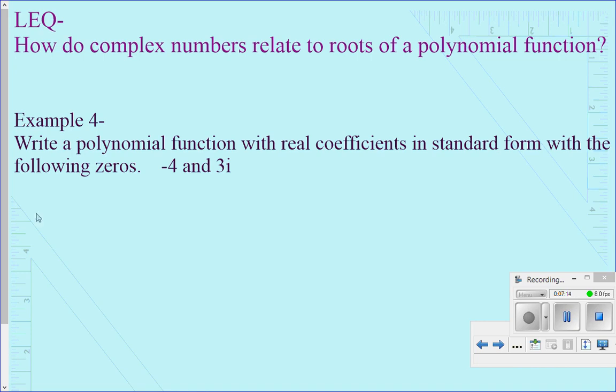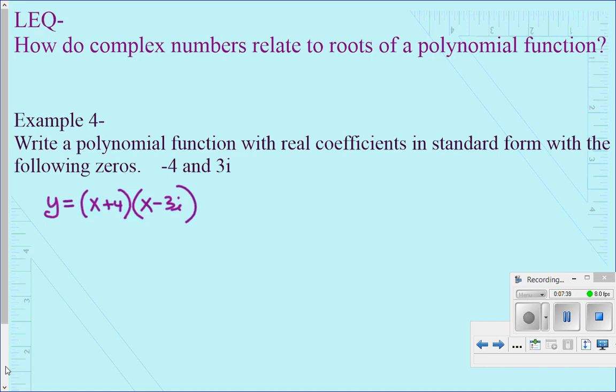So I'm going to start with y equals, so I know that it's crossing at -4, which means we always put x minus in front of that. So the factor is x minus -4, which is just x plus 4. Okay, and then I'm going to do the same thing with 3i, so I put x minus in front of that, and that gives me x minus 3i.